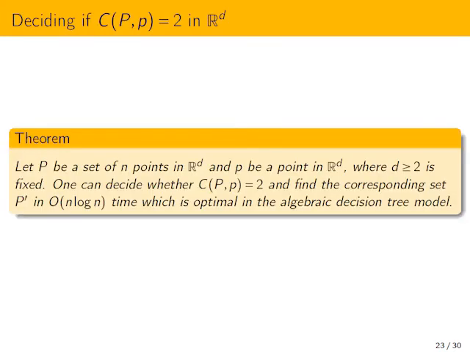Now we want to discuss our algorithms for deciding whether the Carathéodory number of a point is a certain number or not. Deciding whether the Carathéodory number of a point is 1 can easily be done in O(n). So we start with the problem of deciding whether it's equal to 2 or not. We assume that the dimension is a constant. We provide an algorithm to decide whether the Carathéodory number of a point is equal to 2 in O(n log n), and we also showed that this is an optimal algorithm in the algebraic decision tree model.